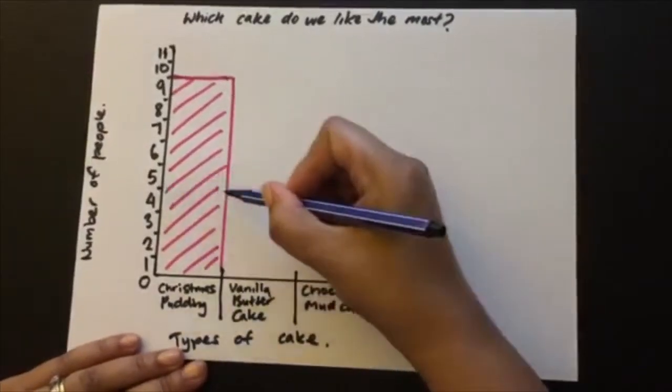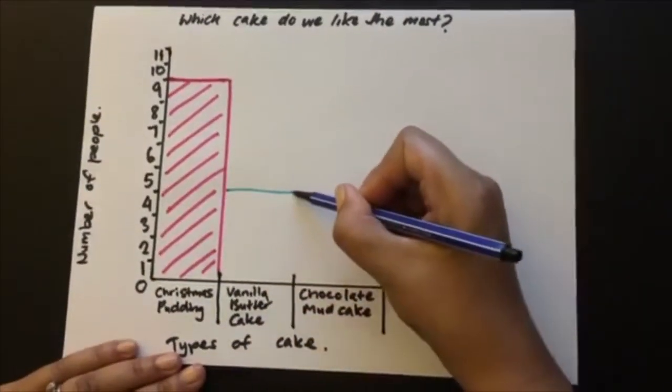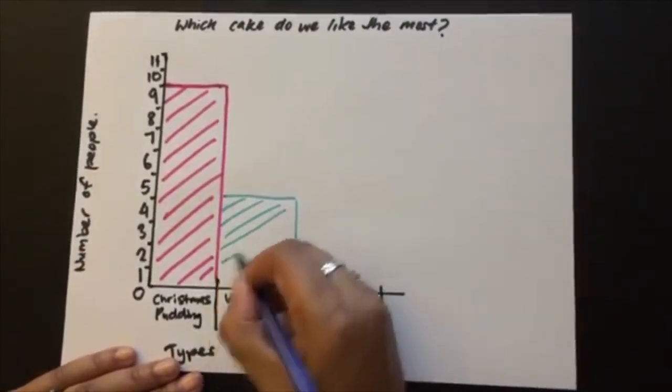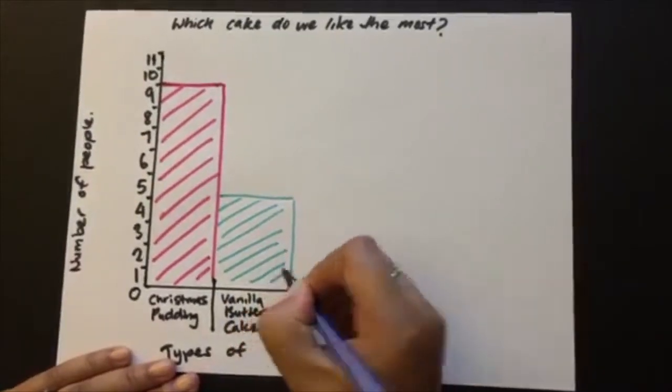Next we look at the vanilla butter cake and we see 4 people like that. So we go to number 4, draw a line and down. You can also use your ruler if you feel it's easier. We colour that in.